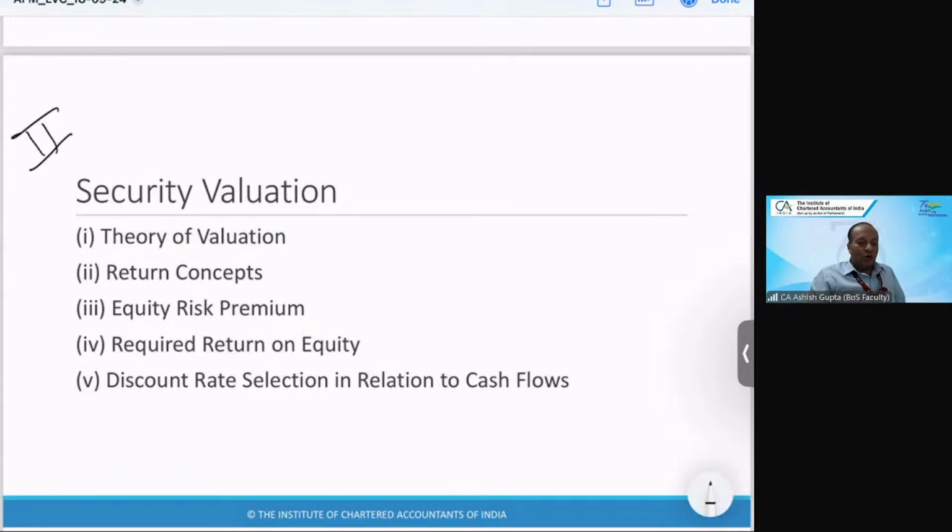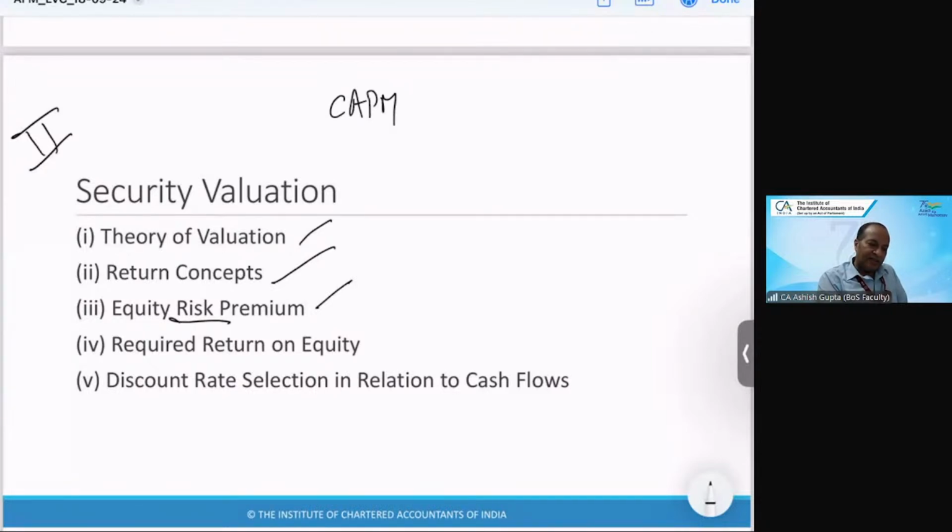Students, when we talk about security valuation, here we start with the theory of valuation, very basics, return concepts. Then we come to the concept of equity risk premium. Students, at your intermediate level, you may have gone through the formula of the CAPM model.